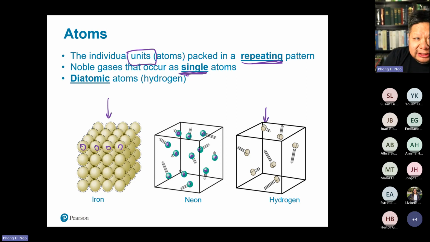Hydrogen, though, is what we call a diatomic, right? So hydrogen is only happy when there's two of them together, right? A little bit incestuous, but that's okay.